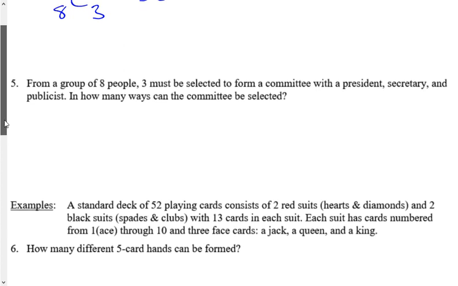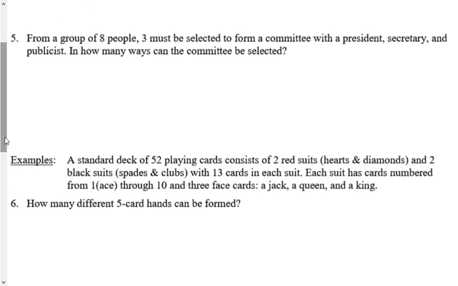From a group of 8 people, 3 must be selected to form a committee with the president, secretary, and publicist. Okay, so I don't know what this is, so I'm going to start again. 8 people, I'm going to choose 3 of them. Once I have my group of 3, have I finished the question? No, because they have jobs they need. So I've chosen my 3 people. Now I'm going to arrange those 3 people. And this would give me, I think, 336. Again, somebody could double check that for me.